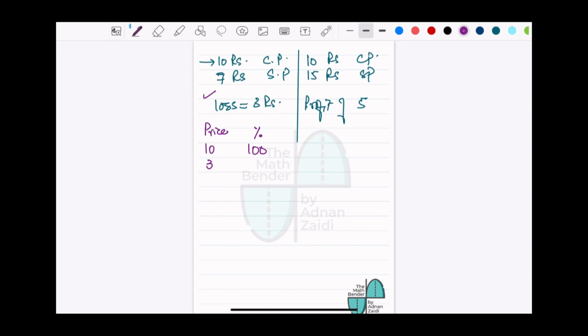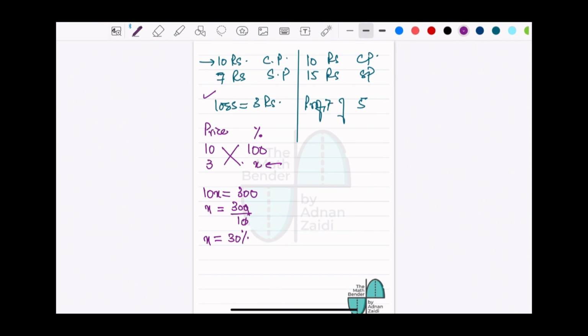So the price that I was at a loss of was 3 rupees, and in terms of percentage, which I don't know, is x. If I cross multiply them, I get 10x equals 300, and x equals 300 over 10, which gives you x as 30%, since x here is in terms of percentages.